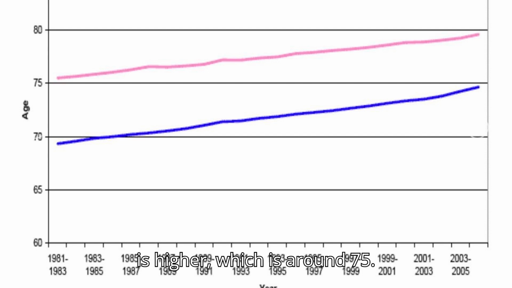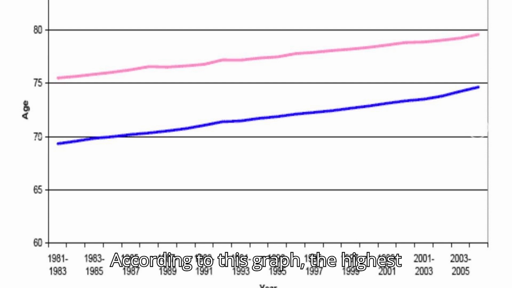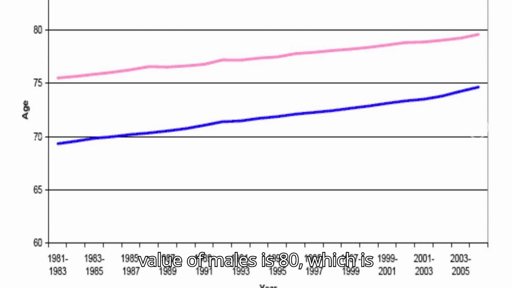is around 75. According to this graph, the highest value of males is 80, which is in 2005. According to this graph, the value of females is higher than males, from 1981 to 2005. In conclusion, this graph is very informative.